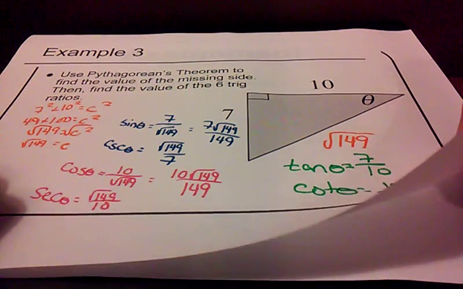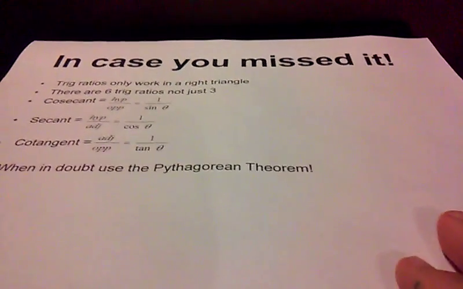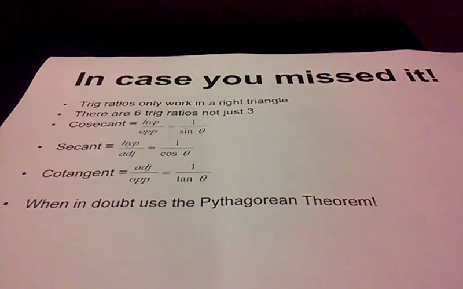Okay, guys, that's it for today's lesson. But in case you missed it, remember that trig ratios only work in a right triangle. There are 6 trig ratios, not just 3. So you're not just doing sine, cosine, tangent, but you are also doing cosecant, secant, and cotangent. Remember, cosecant is the reciprocal of sine, secant is the reciprocal of cosine, and cotangent is the reciprocal of tangent.